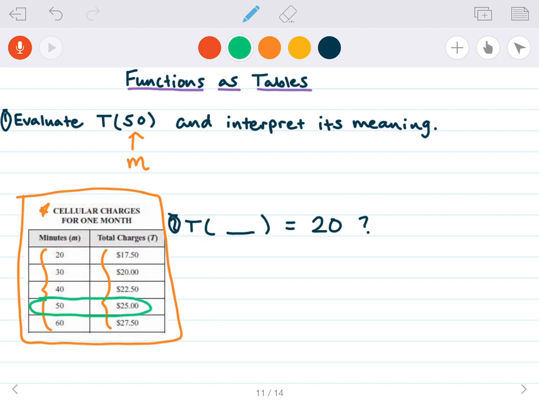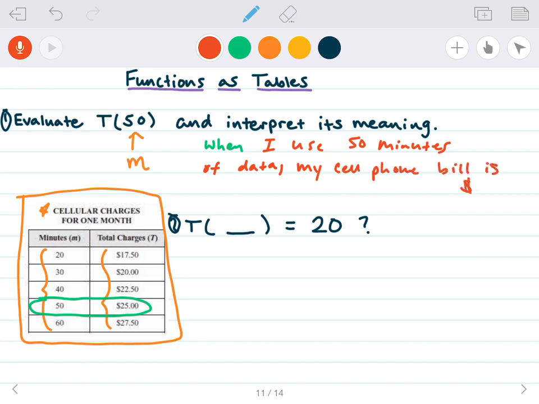Well, that's going to be $25. And so what does this say? When I use 50 minutes of data, my cell phone bill is $25. Alright, so that is what that means. That's the real life meaning of that.